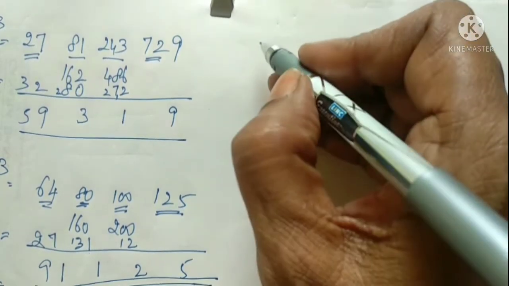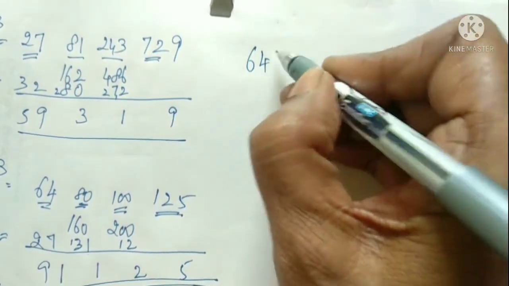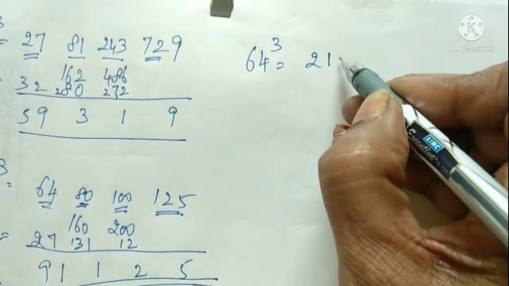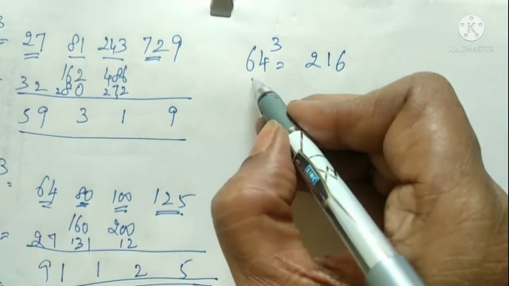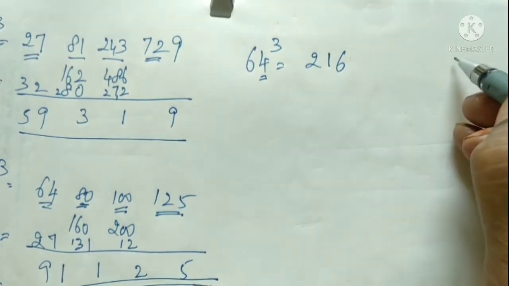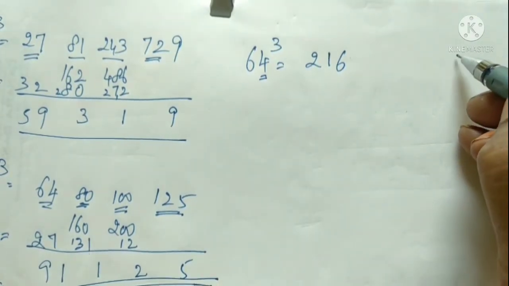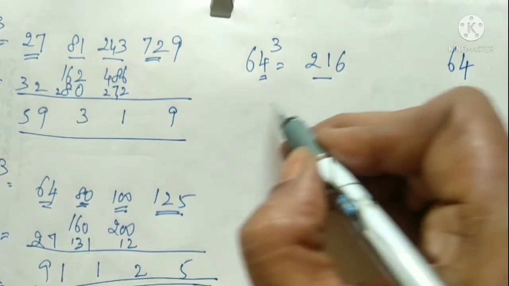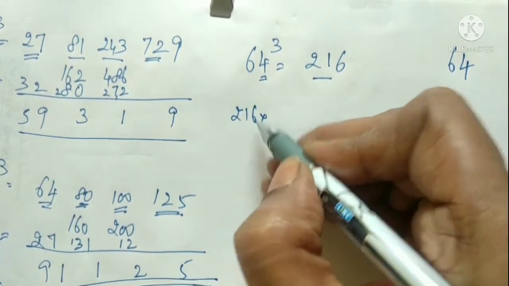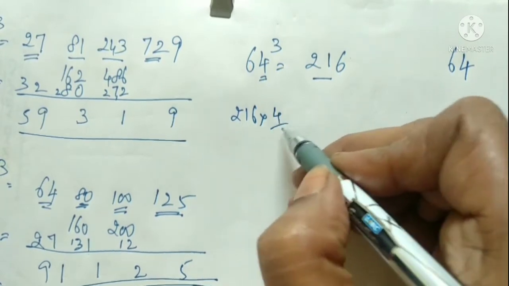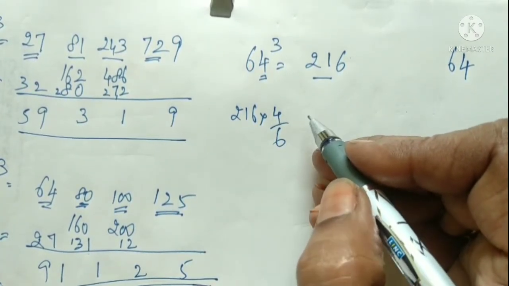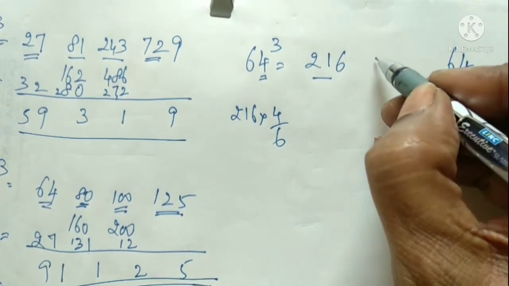Let us take another example. 64 cube. Now 6 cube is 216. 4 cube is 64. Okay. Now 216 multiplied by 4 by 6. Now how much will you get? Now it is 144.